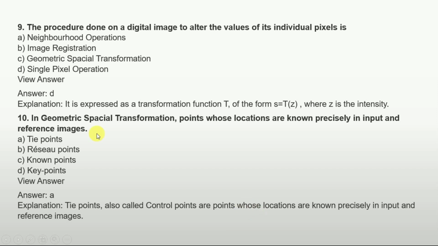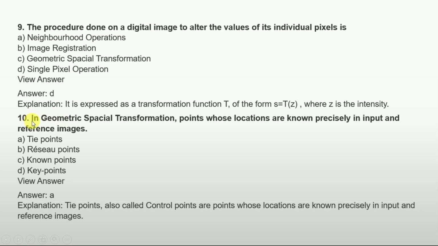And the next question is, the procedure done on an image to alter the value of its individual pixels is: neighbor operation, image registration, geometric spatial transformation, single pixel operation. The answer is single pixel operation, that is option D.